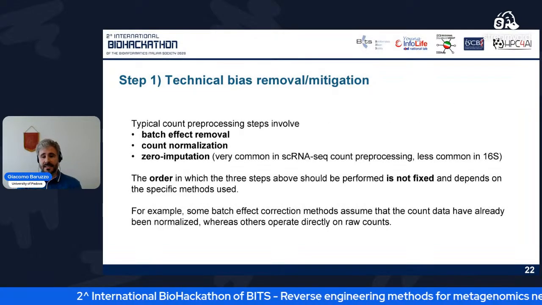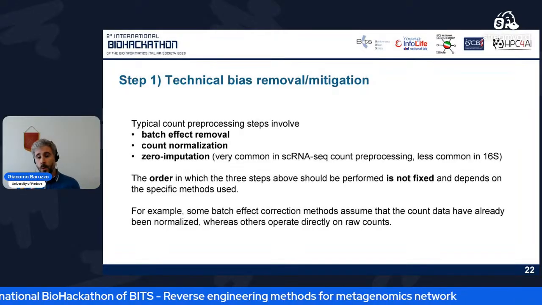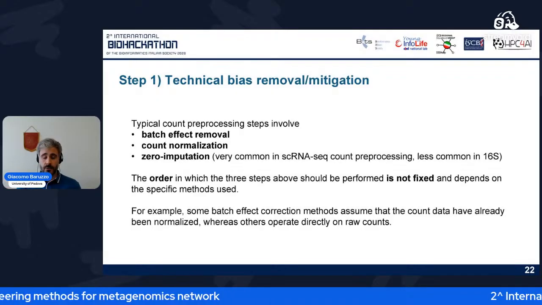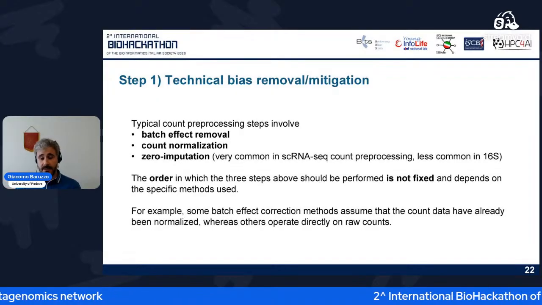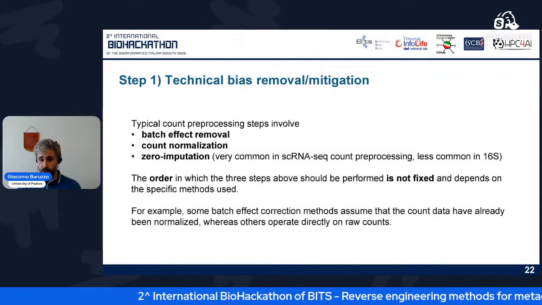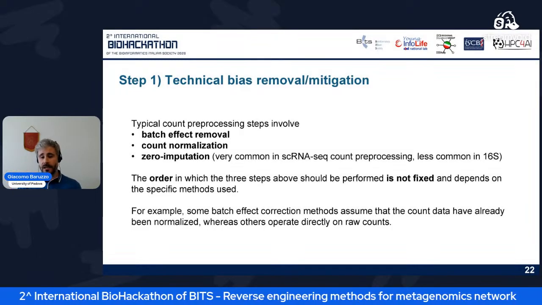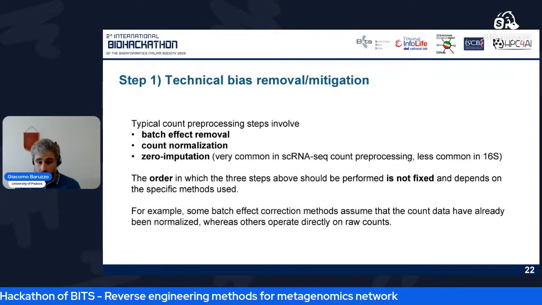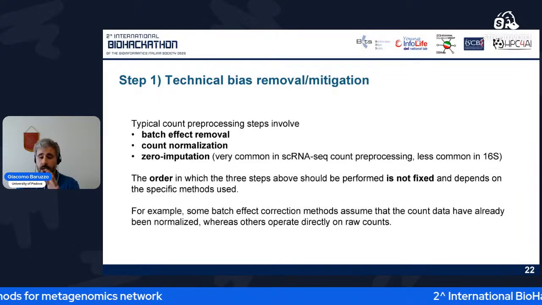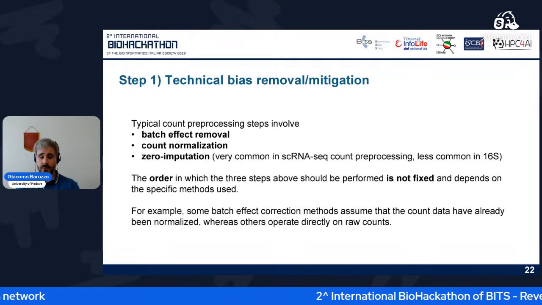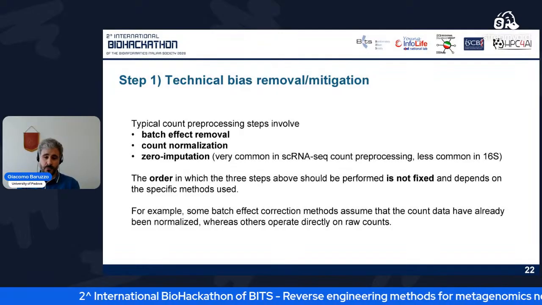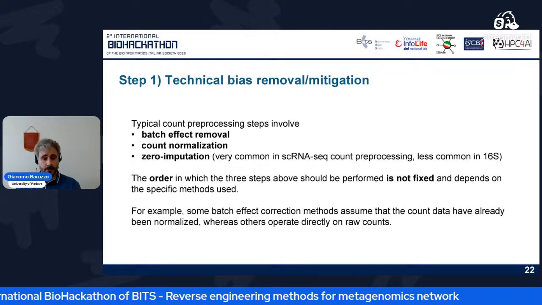Moving to the second substep of count processing, this is the step where you want to really mitigate, or even remove, realistically mitigate all the different sorts of technical bias that affect your data. This is done by three main sub-steps: batch effect removal, count normalization, and zero imputation. The order of these three families of count processing methods depends a lot on the specific analysis that you are performing, but also on the assumptions of the data. For example, some batch effect correction methods assume that the data are already normalized, so you need to perform normalization first and then batch effect removal. So it depends a lot on the bioinformatics tool that you're using.